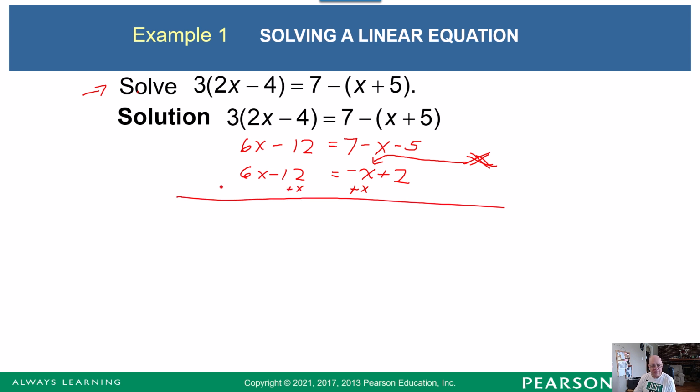What do I get? 6x minus 12 plus x, 7x minus 12. And on the other side, these x's give us 0. 0 plus 2 is 2.